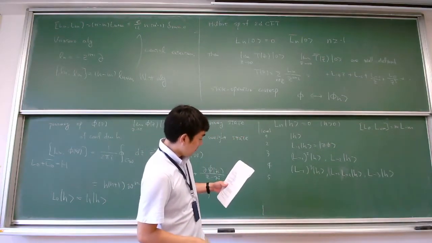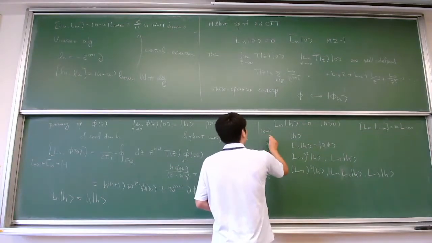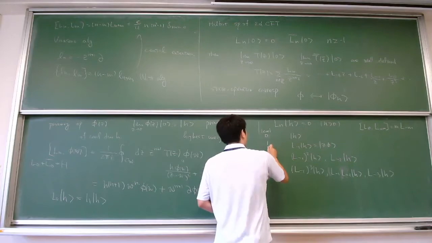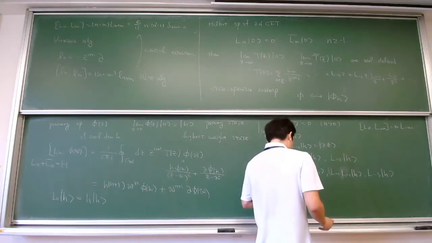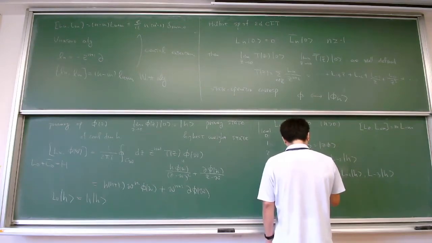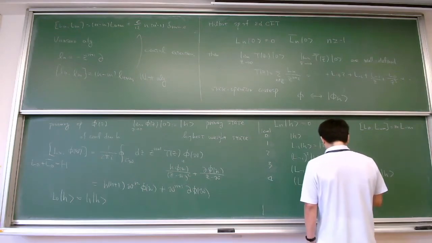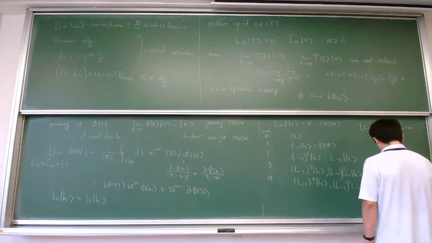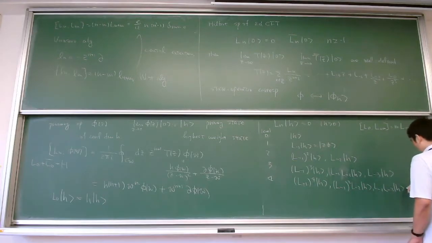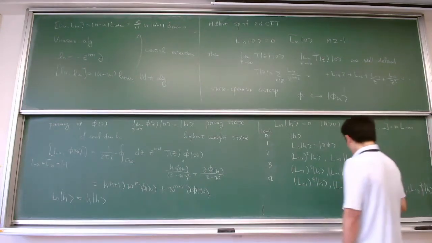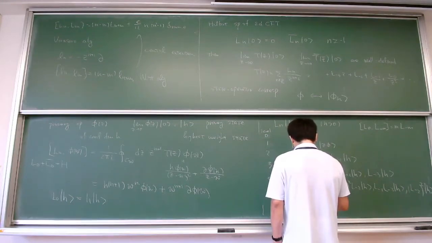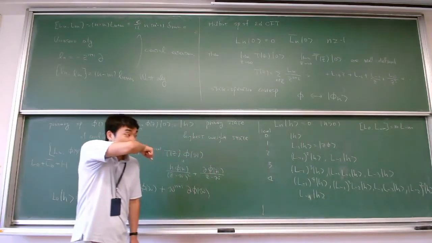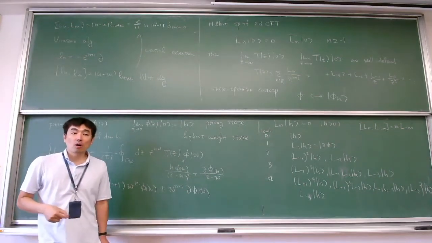Should I do the exercise for 5? Sorry, level is 0. 1, 2, 3, 4, let's see, 4. It's a bit annoying to do, but it's just the same thing. L minus 1 squared, L minus 2, H, L minus 1, L minus 3, H. And then a new guy appeared, L minus 2 squared, H. Unfortunately, I don't have space to write down everything. So here we have L minus 5, and sorry, L minus 4. Okay, so I just exhausted all possibilities for level 4.